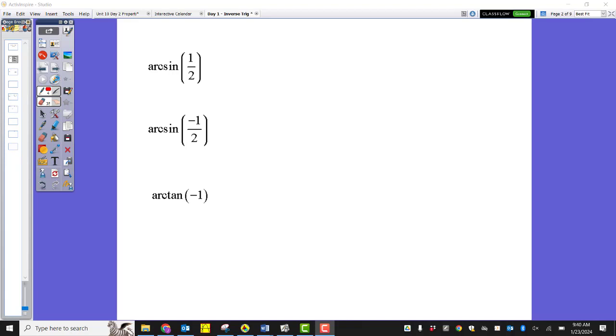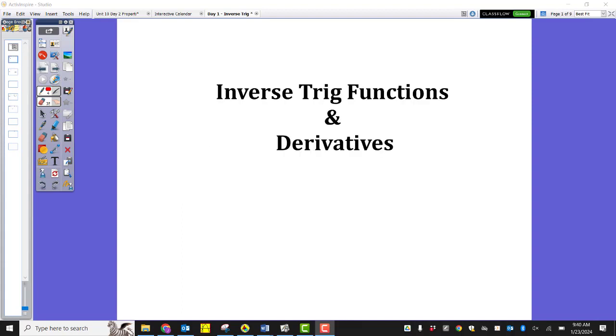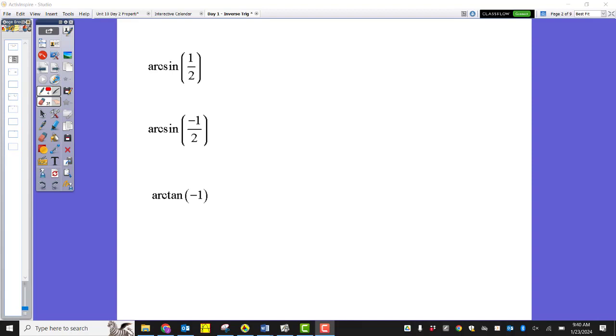All right, today we're looking at the derivatives of inverse trig. Sorry, not on the first page. There we go, inverse trig and their derivatives. We're going to start with just a review of inverse trig.